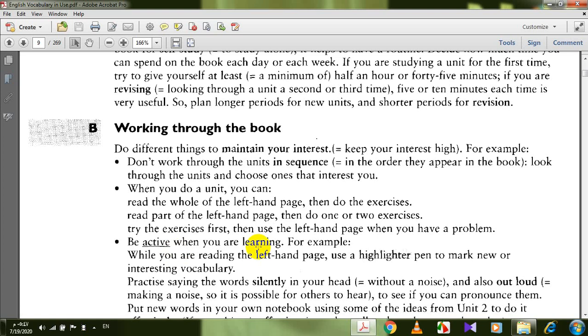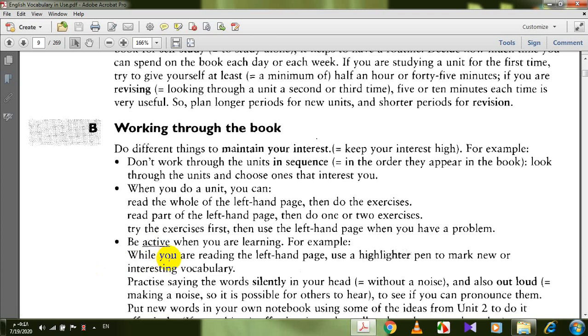Be active. Be active when you are learning. For example, be active means don't just go through the unit with your eyes without doing anything. Make some scratches. Just write notes in the margin. Write something. Highlight the most important chunks of language. Do something. Don't leave the pages, whether it is the left-hand one or the right-hand one, blank. Be active when you are learning.